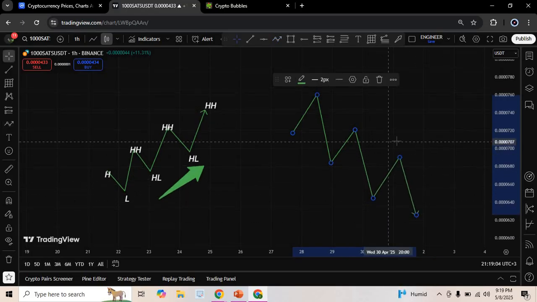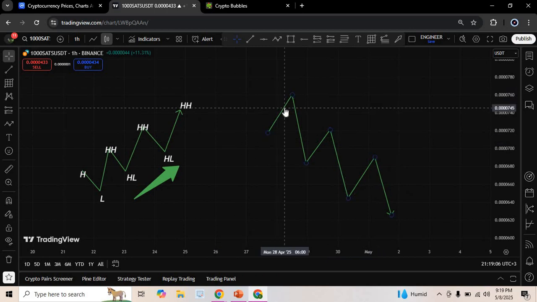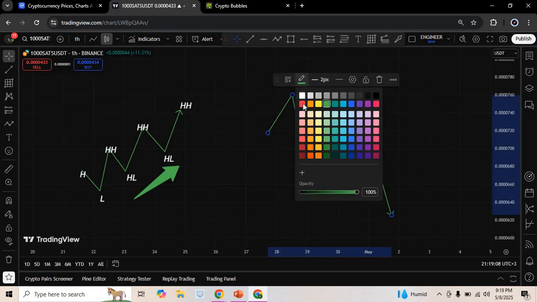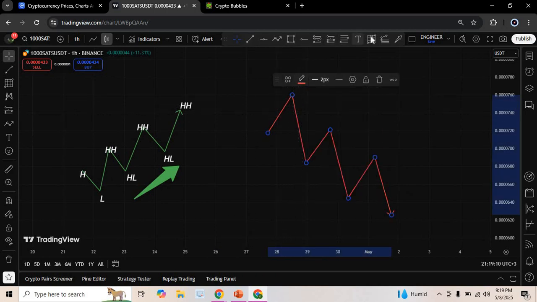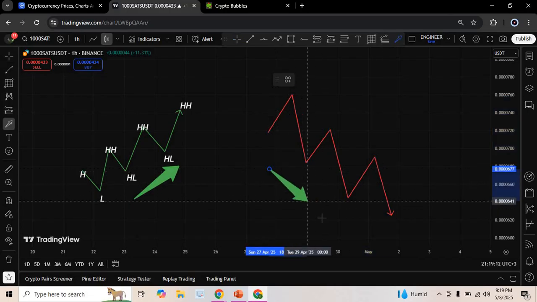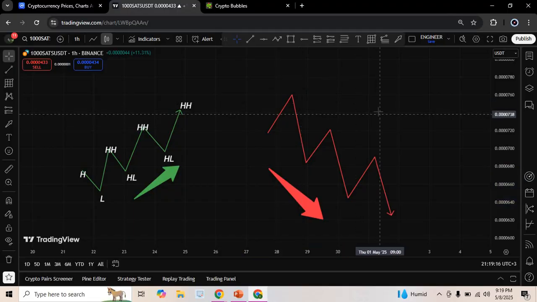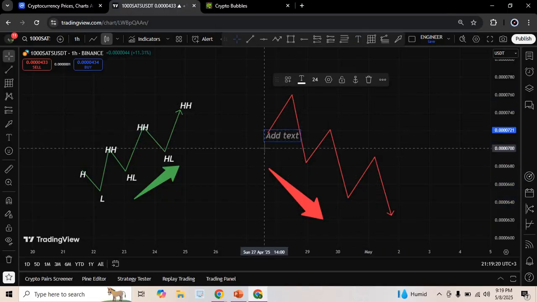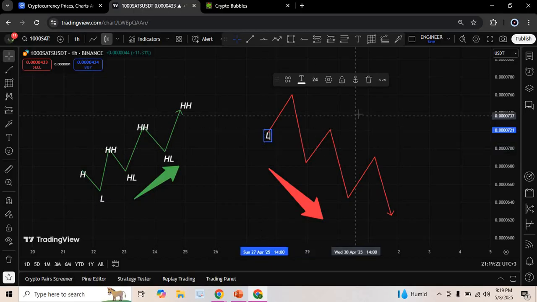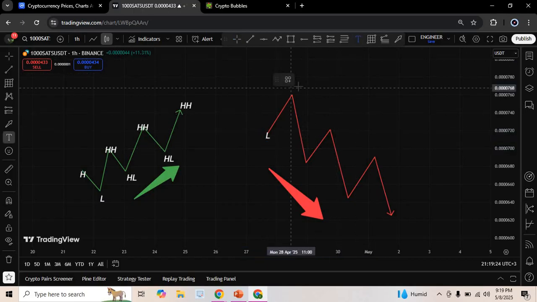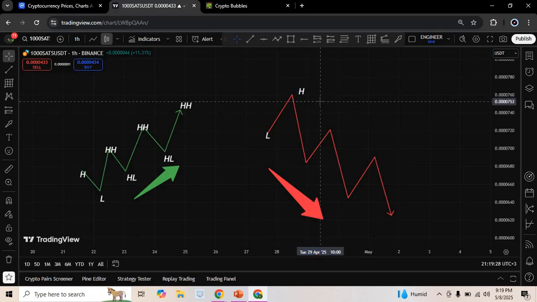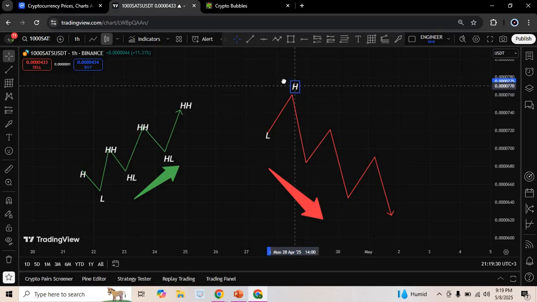So let's look at the parts for this. Let's have that in red to show a difference. Then you can have this, a downtrend. Like that. So we are having a low right here, and this right here is a high. A high, like that.